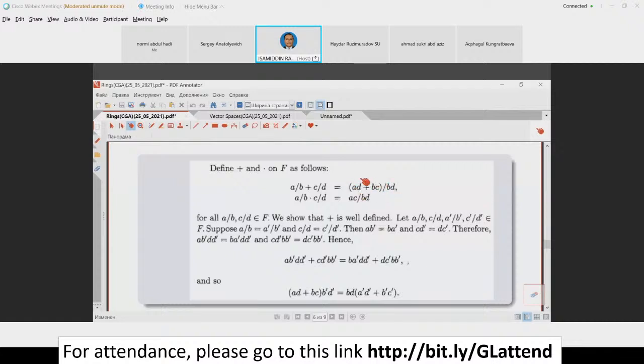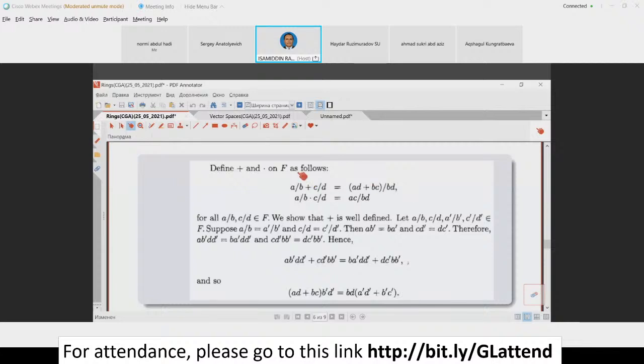The first element of the representative of that class is AD plus BC. The second element is BD. Multiplication is defined as follows: the first element of the representative is AC, the second element is BD. So this is the addition and multiplication on F. With respect to these two operations, F is a field.